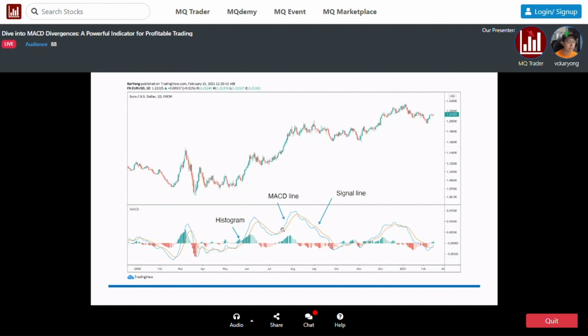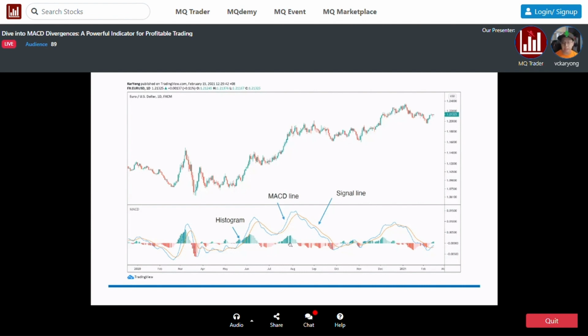So the MACD line is blue in color, and it calculates the difference between the fast and the slow. The signal line is calculating the exponential average of the MACD line, which is the blue line. So it tends to follow the same direction as the MACD line. When MACD goes up, usually the signal line will go up. And then we have the histogram, green and red.